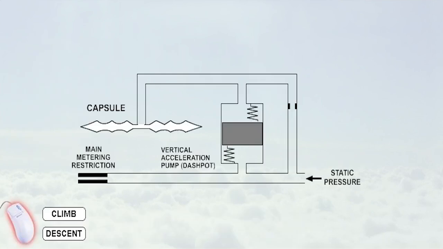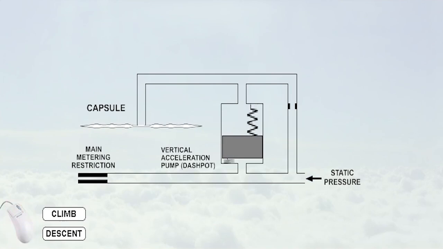To overcome the problem of lag, the instantaneous vertical speed indicator incorporates an accelerometer unit which responds quickly to a change of altitude. Select either descent or climb to see what happens in the instrument. The piston in the vertical acceleration pump immediately falls in the cylinder and decreases the pressure in the capsule. The capsule contracts, and the pointer will give an instant indication of climb.